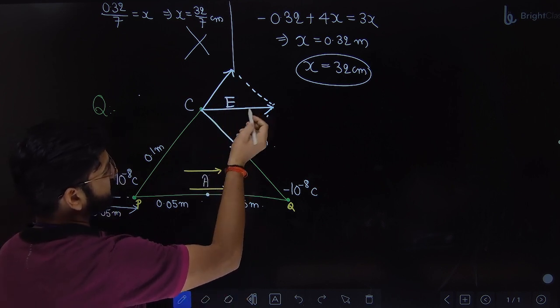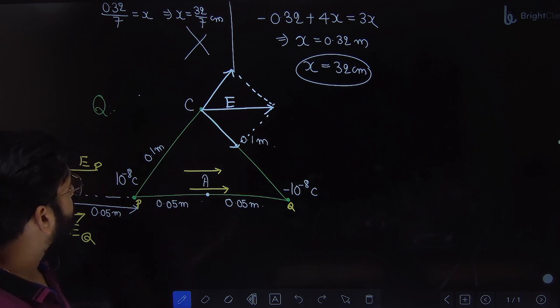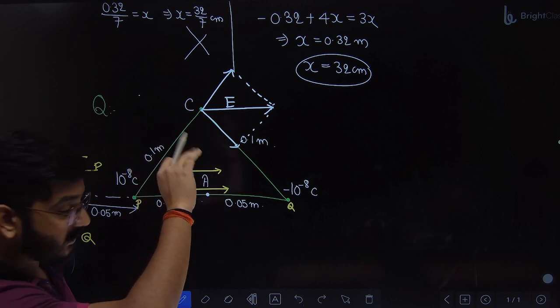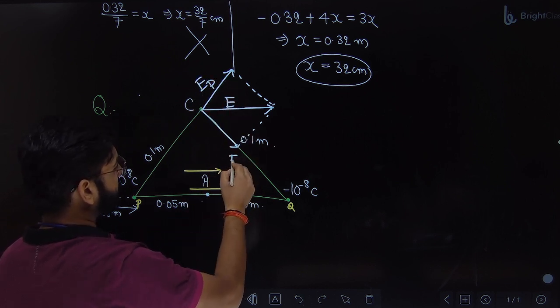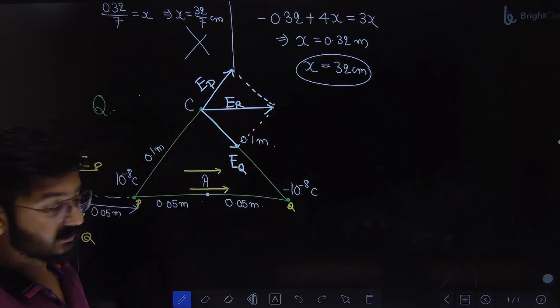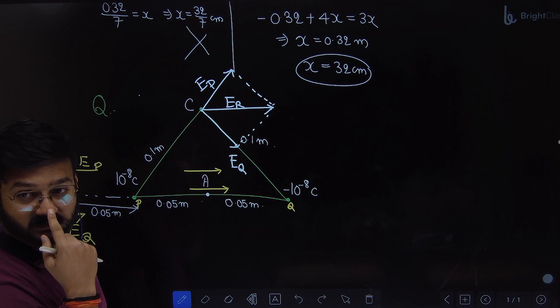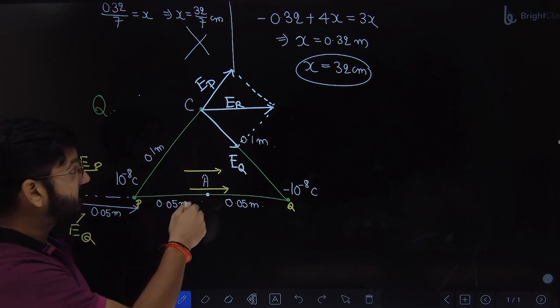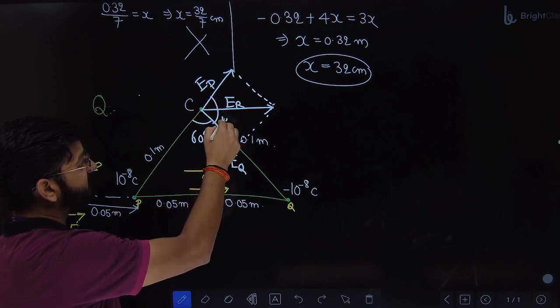I got one answer. Let's see if it is correct or not. Anyone who gets the answer, let me know. So is the diagram clear? This is EP, this is EQ, and this is the resultant. Okay, so if you see that, what type of triangle is this? Equilateral. So this angle will be how much?